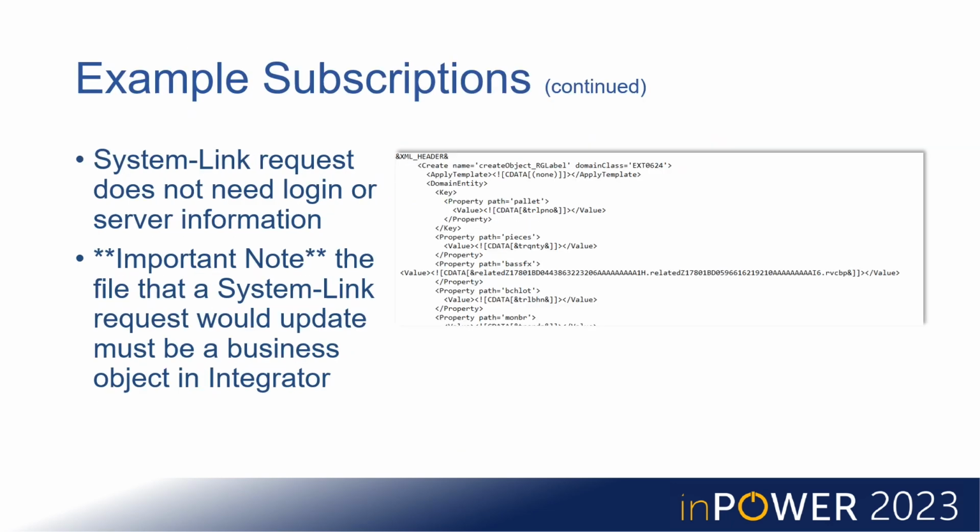So here's an example of what the system link request will look like. You don't need the login information in that because it's going through the system link outbox in Link Manager. So it's sending it through on its own. It adds the work handle and all the login information for you. An important note: the file that a system link request would update does have to be a business object in Integrator. I think I said that already, but I wanted to point it out again.